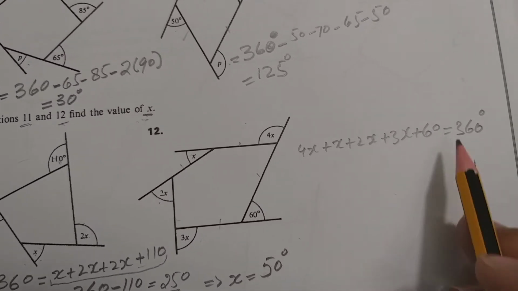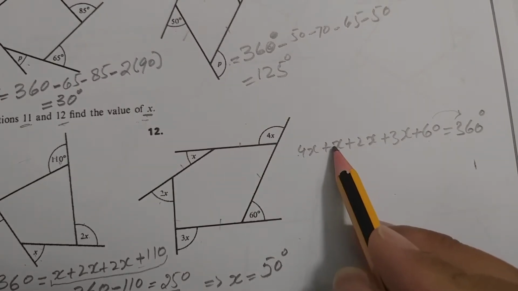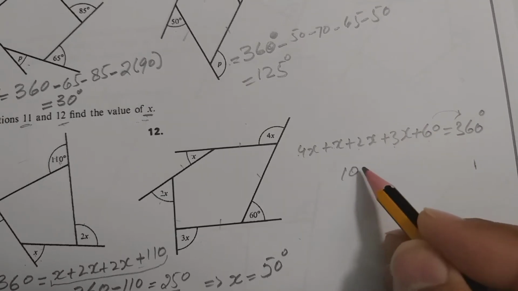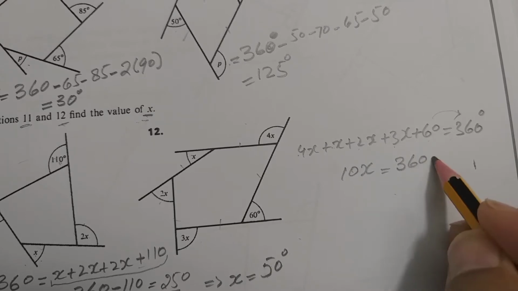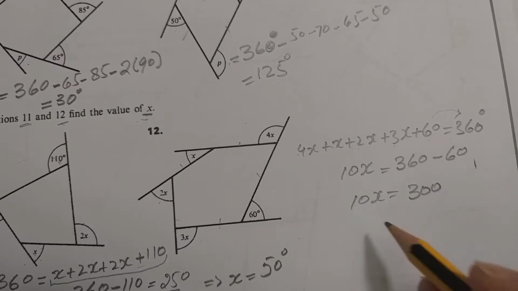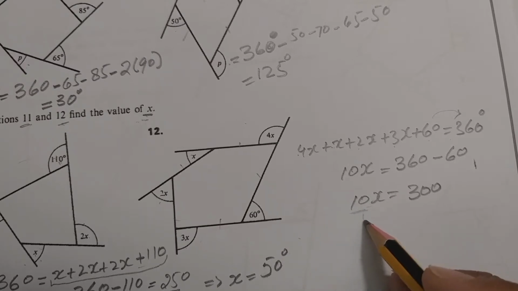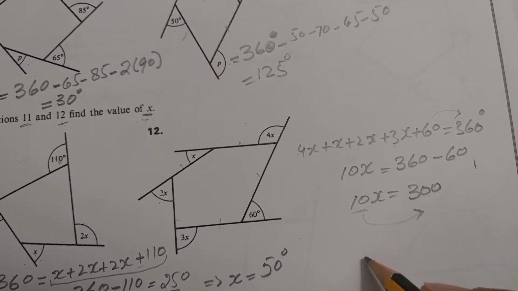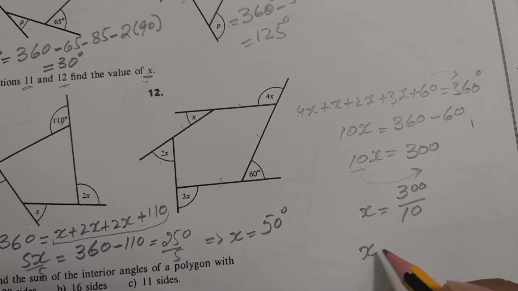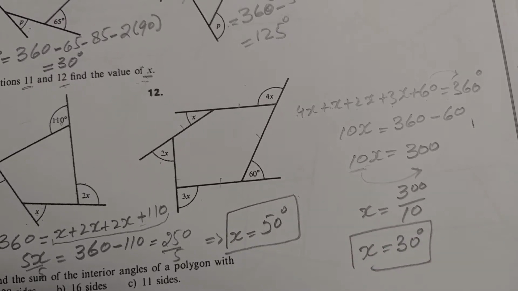to 360. Now because this is positive and when transferred becomes negative, 4x plus 1x equals 5x plus 2x is 7x plus 3x is 10x. So this becomes 10x, and it becomes 360 minus 60. So 10x equals 300. Divide both sides by 10, because multiplication transferred becomes division. So x equals 300 divided by 10, so x equals 30.